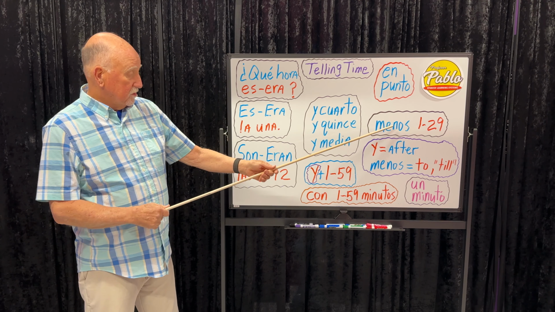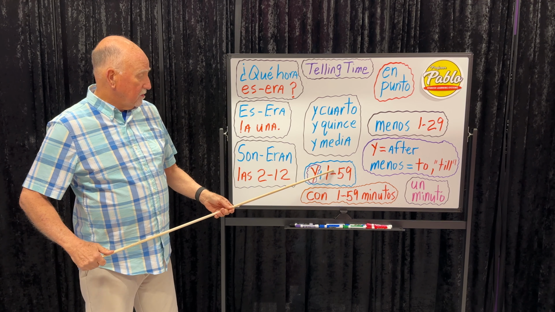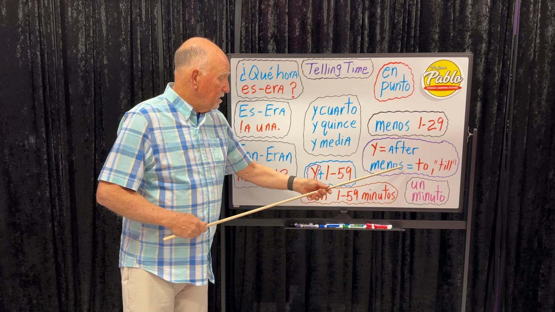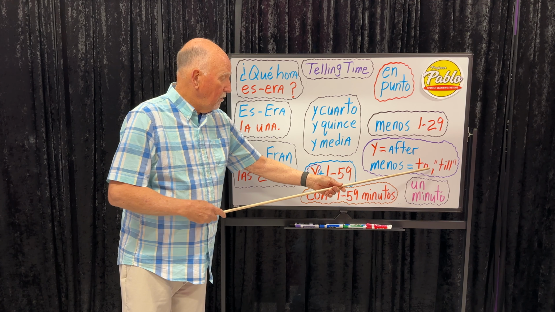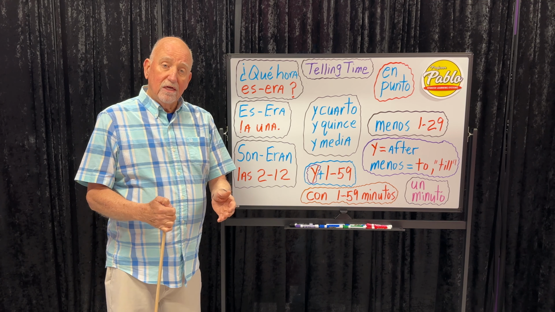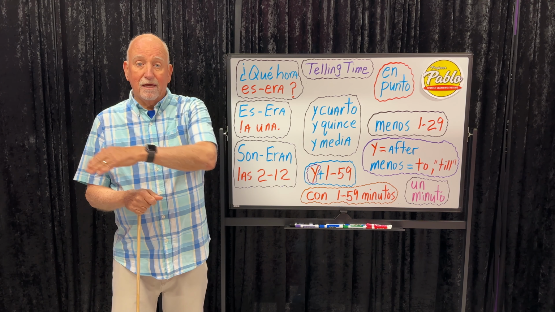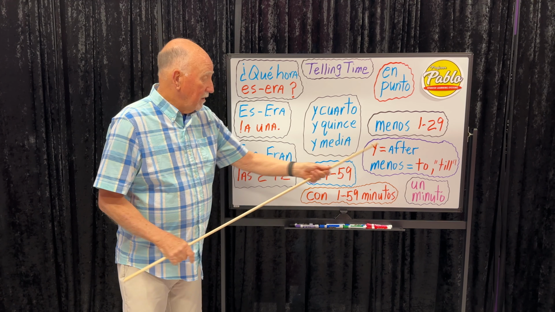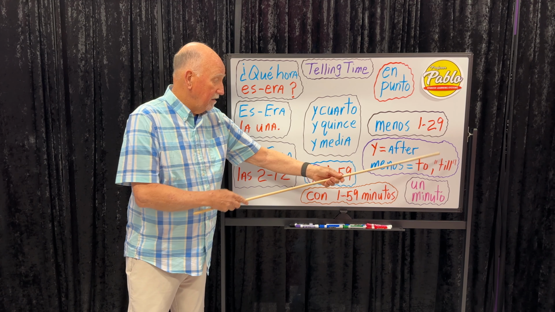Now we have menos. There goes another cluster, another cluster, another cluster. Menos. Menos means of the hour, to the hour, or till the hour. If it's 20 to 5, son las 5 menos 20, which means it's 20 to 5 or 20 till 5.